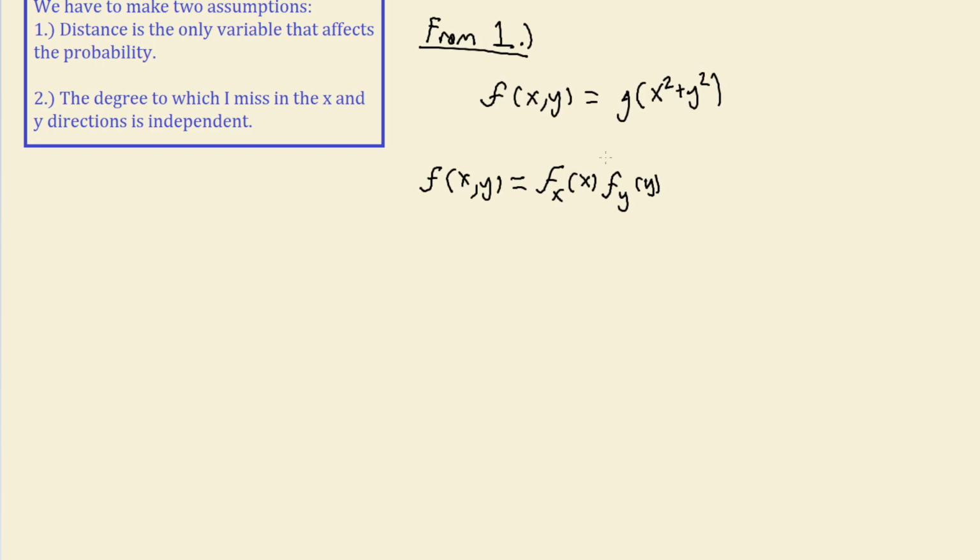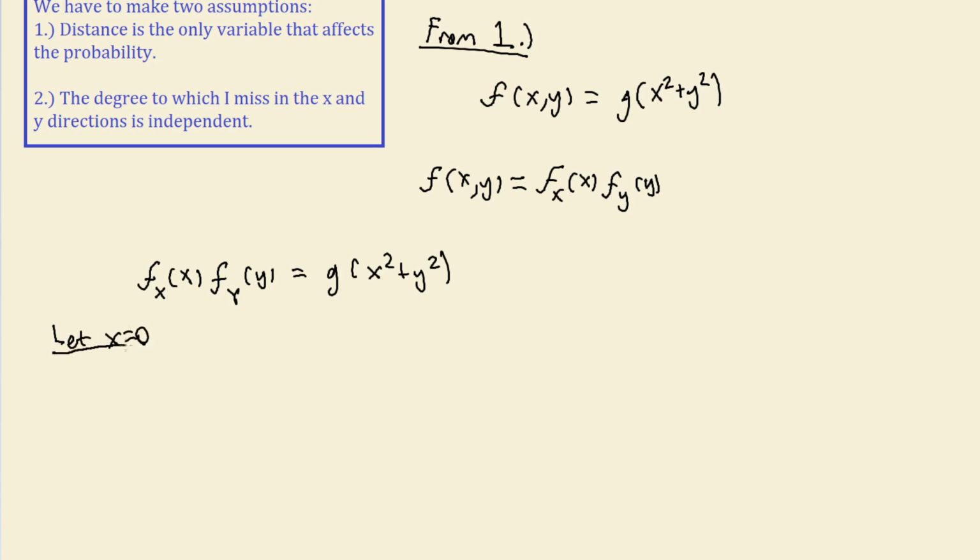So the next step we could take here is, if these two expressions are both approximately or both equal to the same thing, we could set them equal to each other. And so what we're going to get here is that the marginal probability density function for x multiplied by the marginal probability density function for y is going to be equal to some function g that is proportional to the distance from the target. And now the next step that we need to take is we need to say let x equal 0.